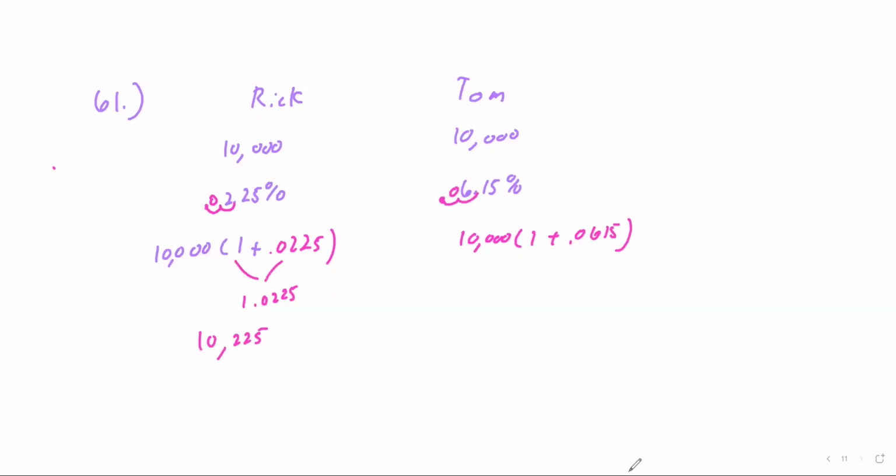I'll do 10,000 times 1.0615, and that would give me 10,615. The question is how much more money does Tom have? So now we just got to take 10,615 and subtract from it 10,225. And we get $390. Make sure you're using your units so that you know exactly what you're answering. All right, so there's that type.